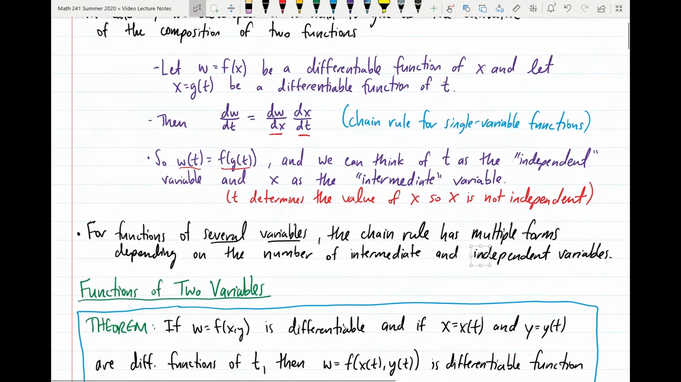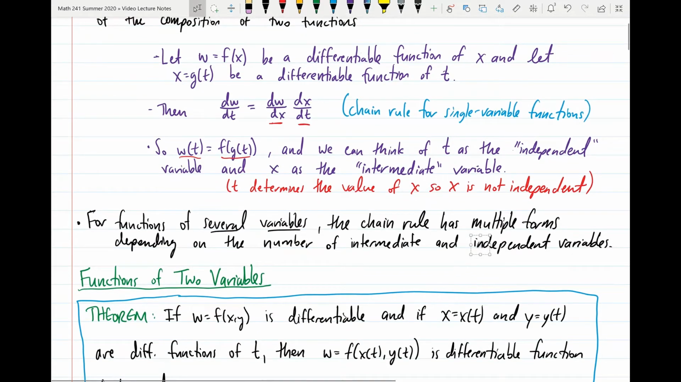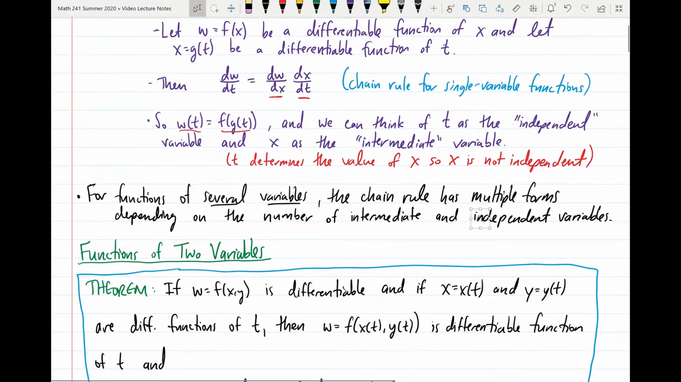So when this is the case, we can write w as a function of t by saying that w of t is equal to f of g of t, and we can think of t as an independent variable and x as an intermediate variable, because t is going to determine the value of x completely, and then x is going to determine the value of w completely. So t ultimately determines the value of w completely when this is the case.